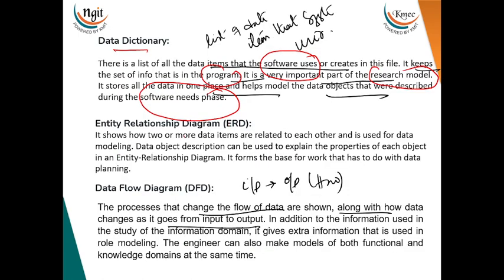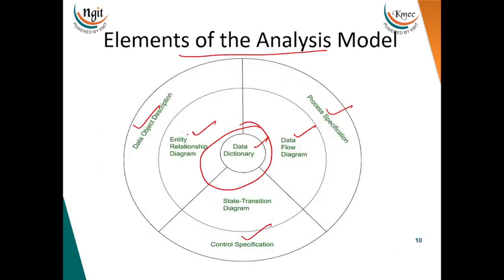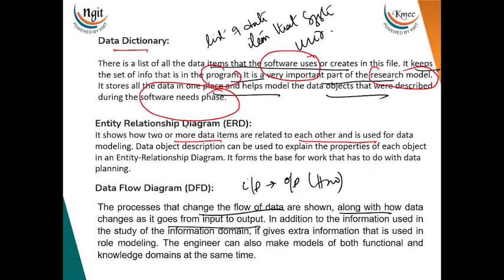Now, the entity relationship model you have already seen in DBMS. It shows how two or more data items are related to each other by using a data model operation. This is the entity relationship model.